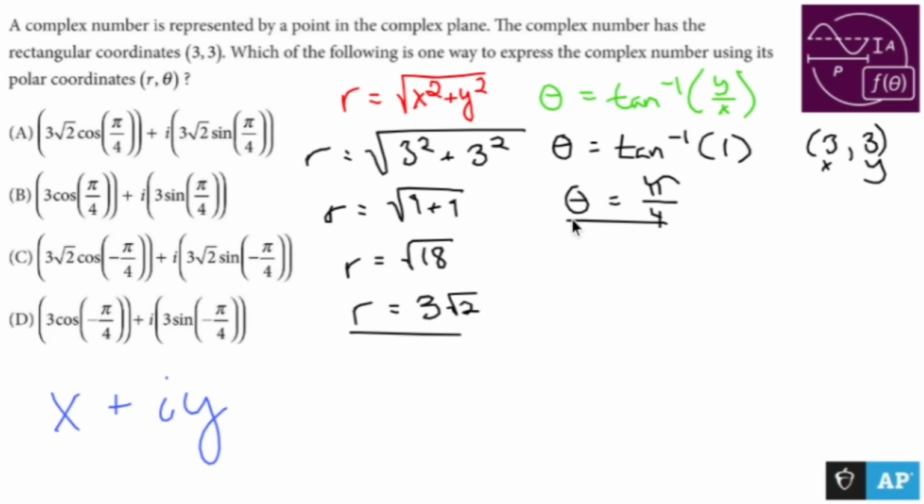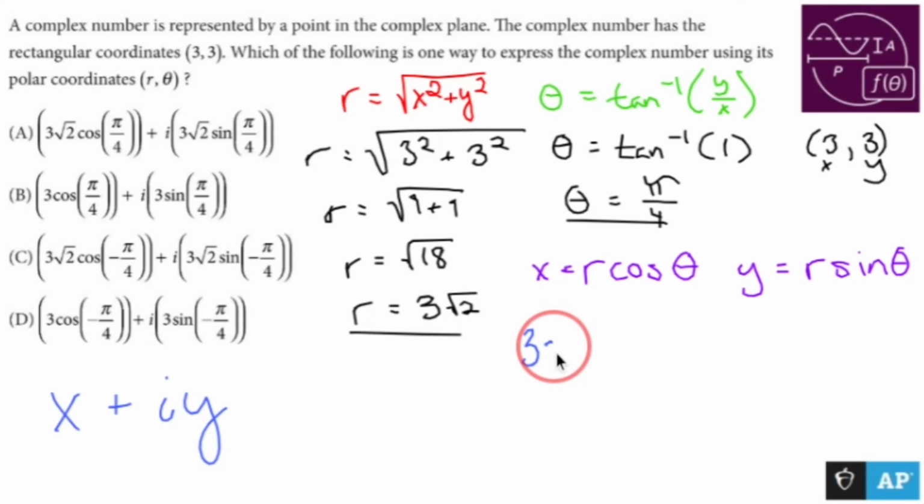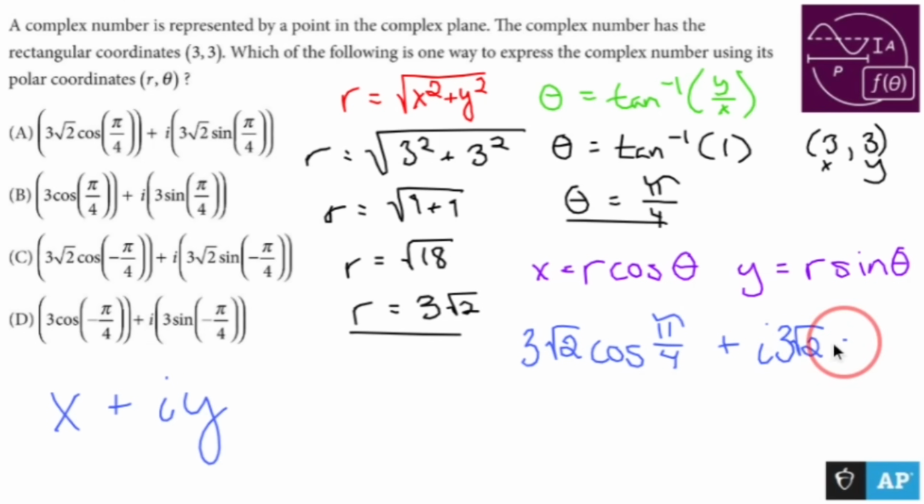Because now I have to take my r and my theta and plug it into that formula-looking thing, okay? We know that if we were to write out all the rules for polar and rectangular, x is equal to r cos theta. And my y value is going to equal r sine theta. So when I plug all of this in, x is going to equal r, 3 root 2, cos theta, which is pi over 4, plus i r, which is 3 root 2 sine theta, which is pi over 4.